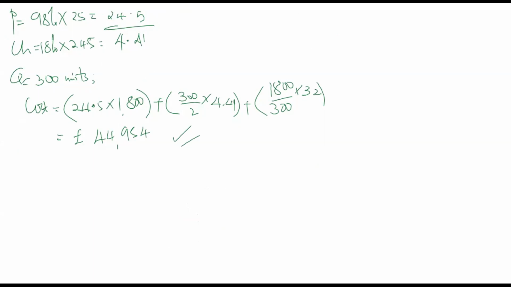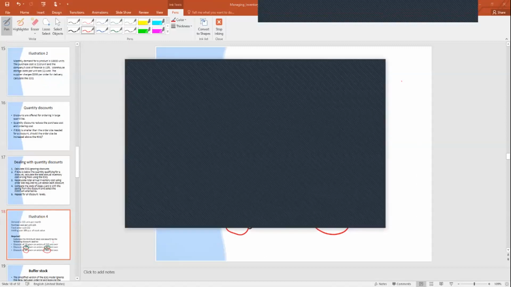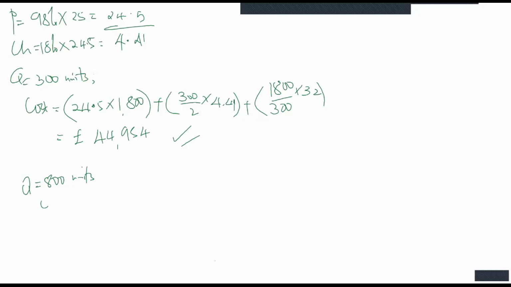Now let's get the extra discount. In case you want to get the extra 4% discount, then you must order at least 800 units. If you order 800 units, then you get a 4% discount. So let's get the discount. If that happens, the price will be equal to 96% times 25. Holding cost will be equal to 18% of whatever price you get. What's the price per unit? 24. Yes, 24. Holding cost is 18% of 24.